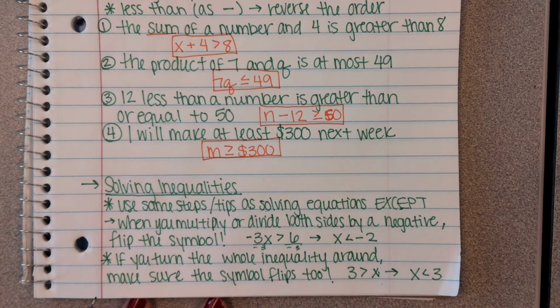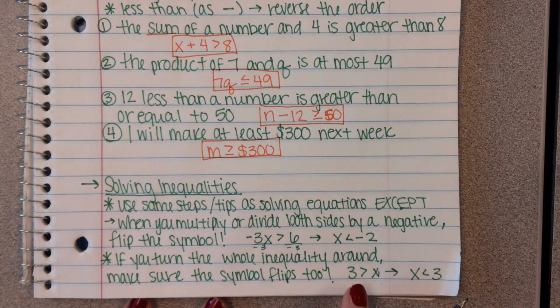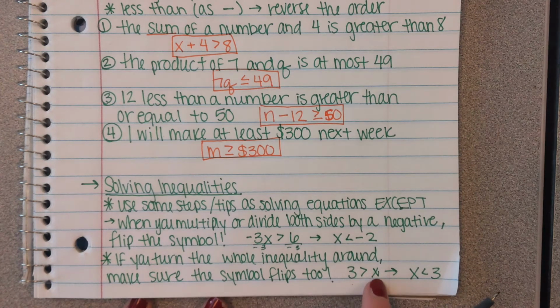Another little note, after you solve the inequality, it could be in the wrong order. If you turn the whole inequality around, make sure the symbol flips too. So for example, if your answer is 3 is greater than x, you need to turn that around so the variable comes first. So when you turn that whole thing around, it's like a reflection. You just turn it over. So 3 is greater than x turns into x is less than 3.